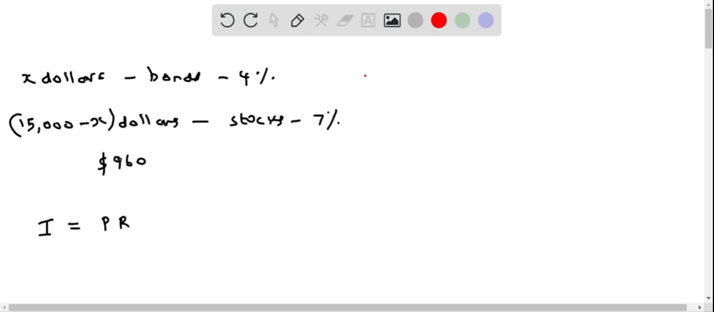Now let's apply the formula to calculate the interest for the first account, which means the X dollars is the principal and R is 4%. So this will become P times R, which is X times 4%. I can write this as X times 4 by 100, or otherwise this is equivalent to 4X by 100.